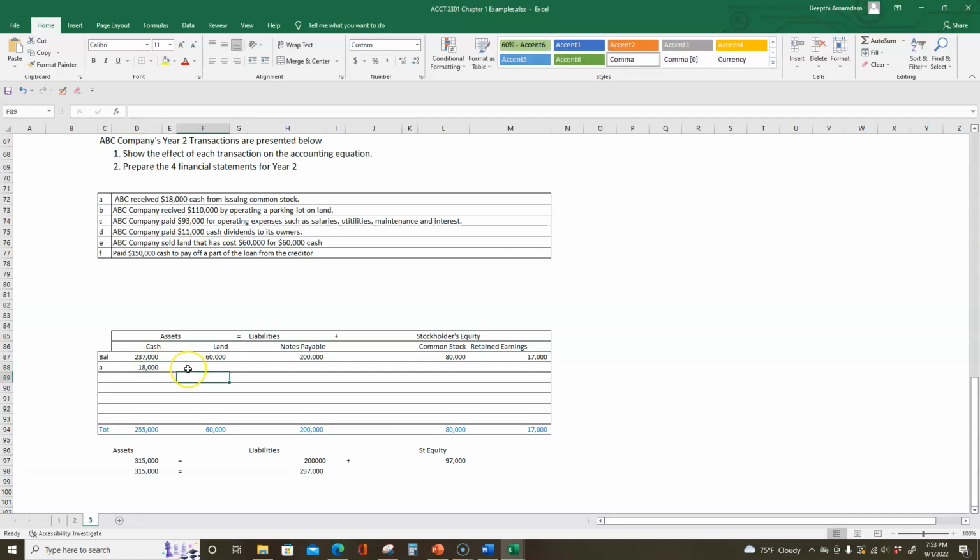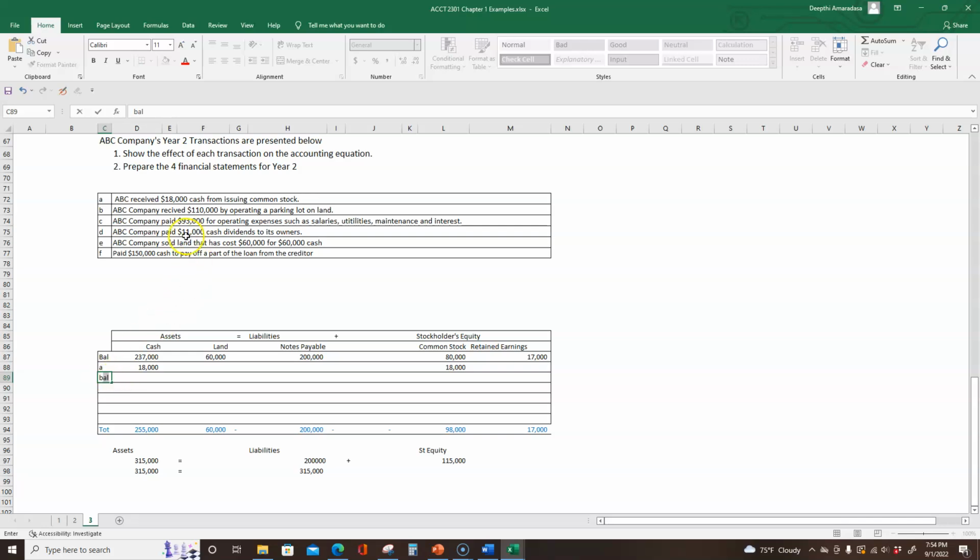Now, that increases our assets, but then something else has to happen to keep our accounting equation in balance for that transaction. What else happened? Well, the company issued common stock. If the company issued common stock certificates, our common stock increased by $18,000. Assets increased by $18,000. Stockholders' equity increased by $18,000, keeping the accounting equation in balance. So now we can move on to the next transaction.